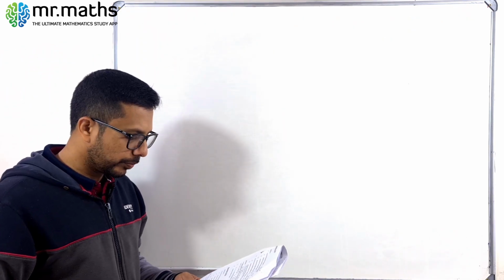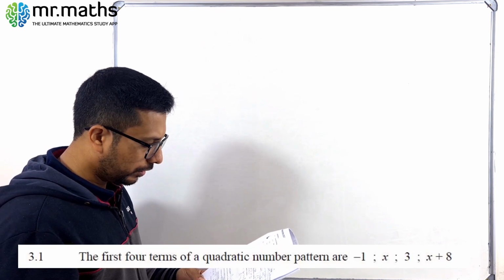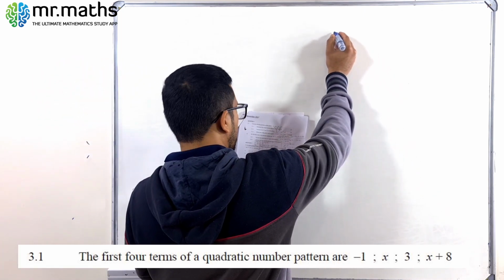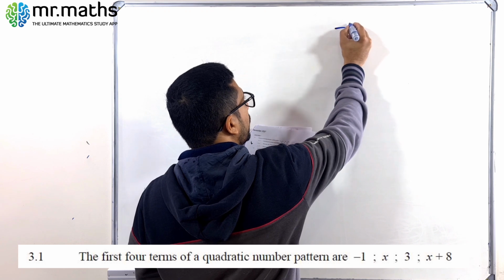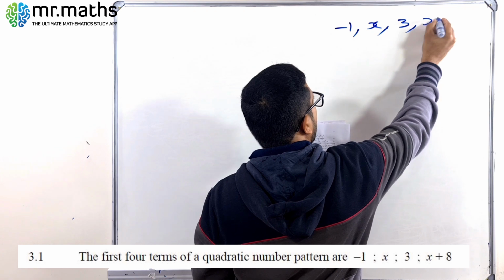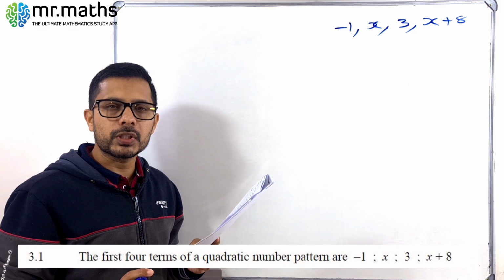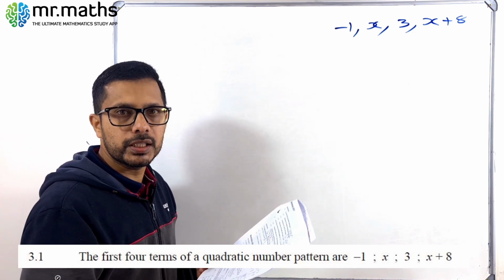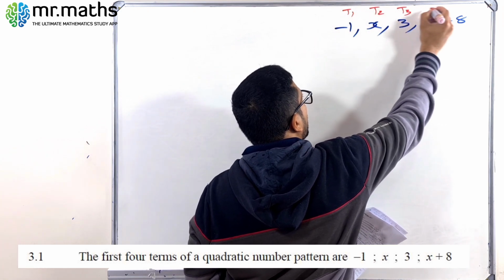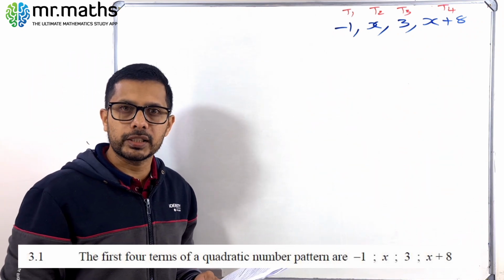Let's move to the next question, question number 3.1. The first 4 terms of a quadratic number pattern are minus 1, x, 3, x plus 8. This is the first term, this is the second term, this is the third term, and this one is the fourth term. Those are the 4 terms of the quadratic number pattern.